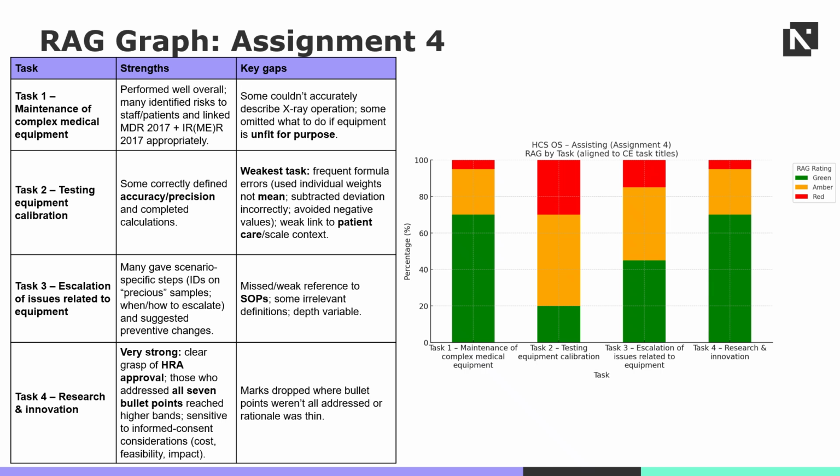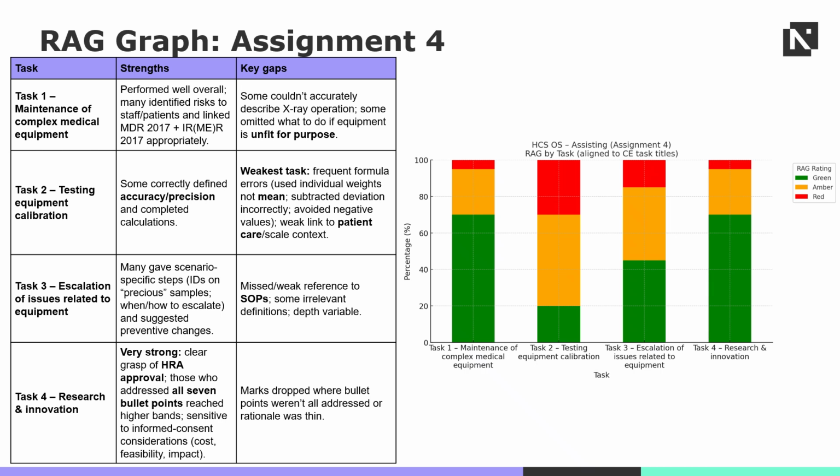For task 4, research and innovation, this task was consistently strong. Learners who systematically addressed all 7 bullet points showed a sound understanding of the HRA approval process and considered the patient's perspective, such as costs, practicality, and consent. Marks fell when the bullet points were skipped or the rationale lacked depth.